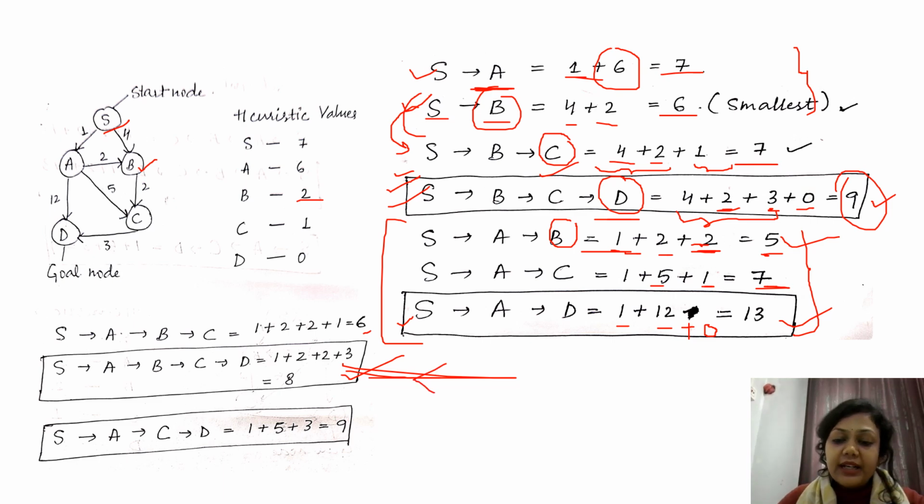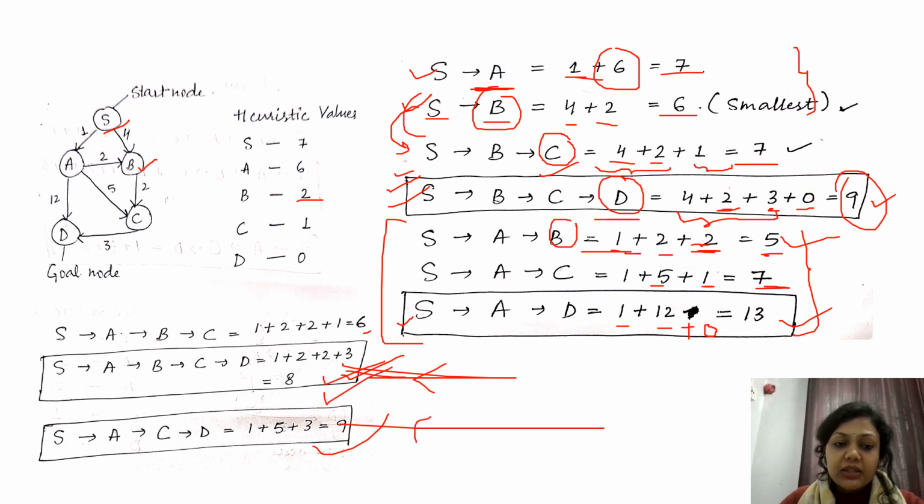Now we will again calculate another path, that is S to A and A to C. We will go to where the C node is going. It is going S to A, A to C and then C to D. Now the total value via this path is also 9, which is also greater than this path.